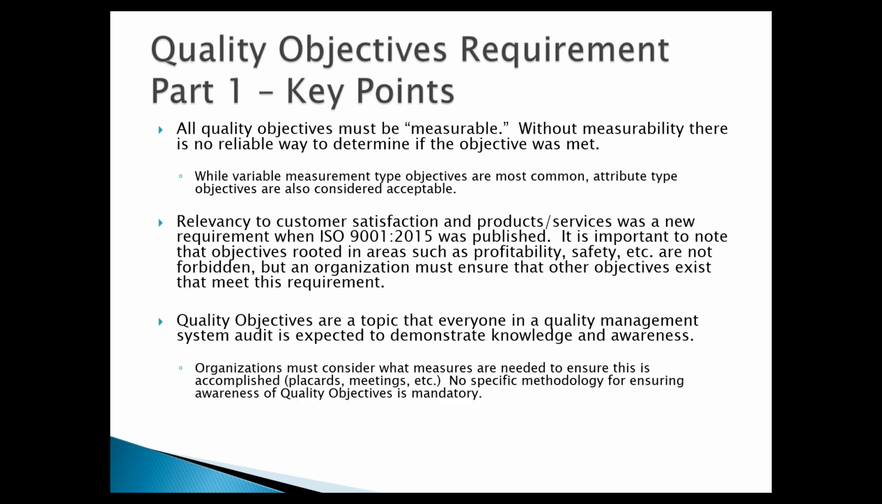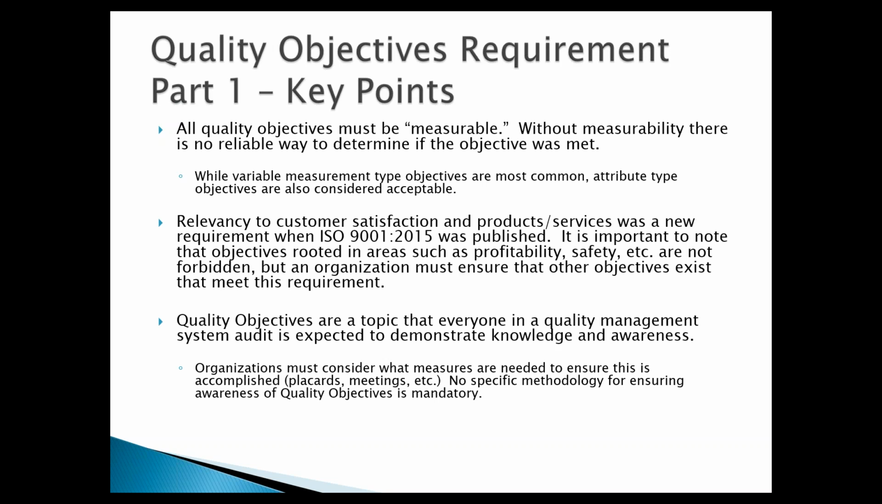Okay, so let's dig into this just a little bit more here. So first of all, we have this business of objectives need to be measurable. And without measurability, there's really no way to know if the objective was met or not. So we get asked this sometimes. Well, if I have an objective where I say I want to achieve this certification, I want to get NADCAP accredited, or we want to sell 1 million units of product by the end of the third quarter, or something where it is a pass-fail type objective. We call that an attribute type objective. Those are absolutely acceptable, completely acceptable.